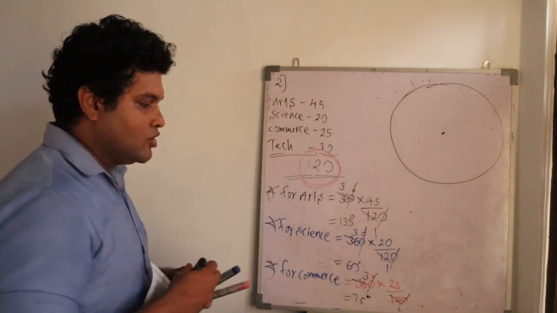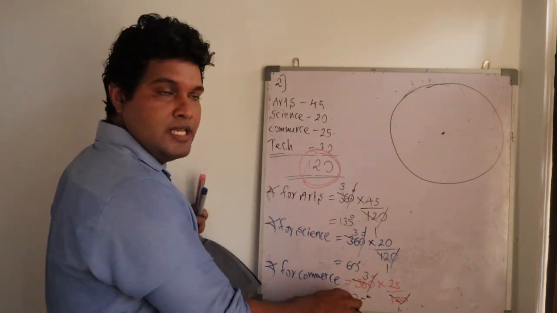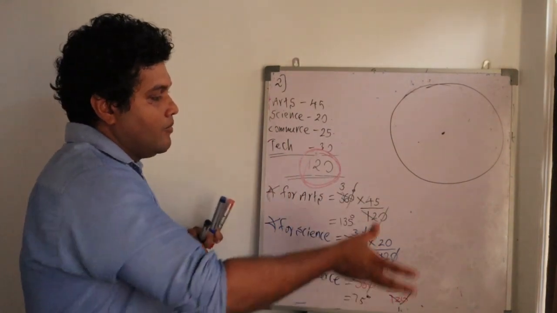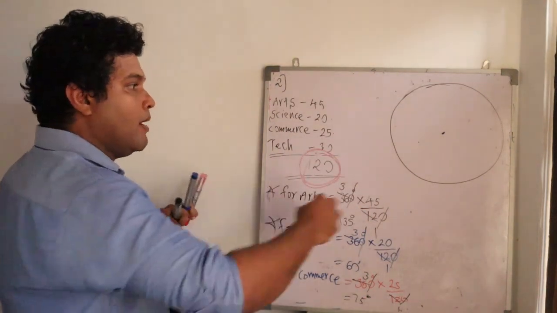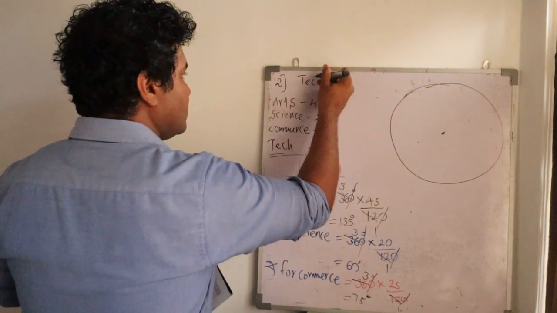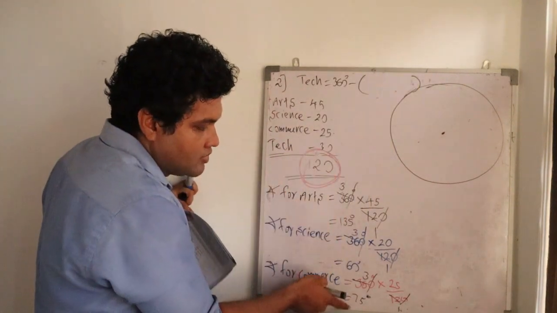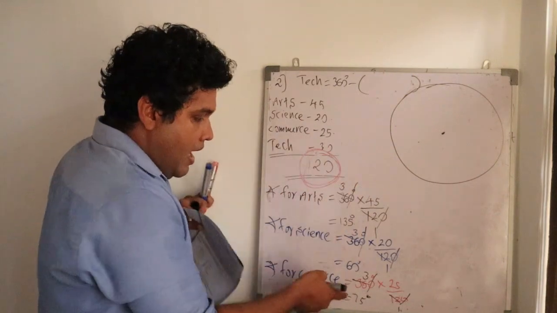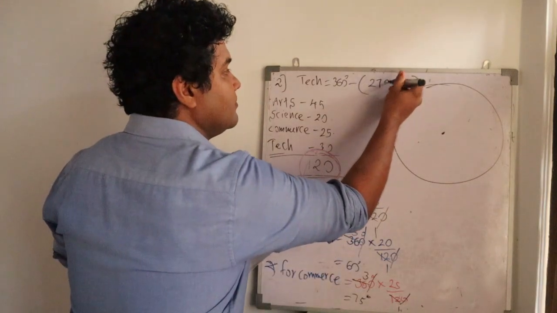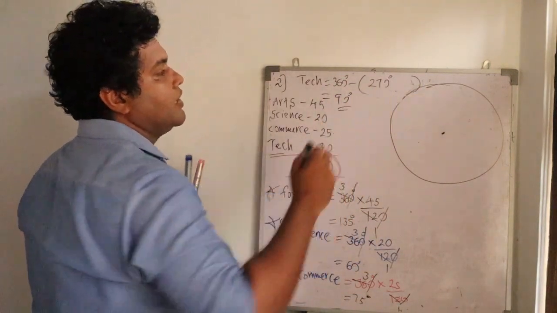Okay, so far we have obtained 3 angles: 135, 60, 75. Now, to find the remaining angle for technology, we can follow the previous method, or otherwise, from the 360 we can subtract the sum of the 3 angles so far found. 135 and 75 is 210, 210 and 60 is 270. The sum of these 3 angles is 270, so the remaining angle becomes 90.